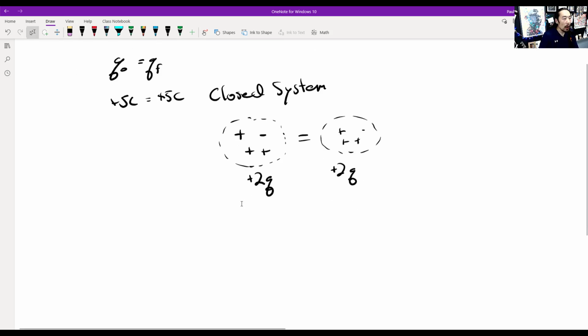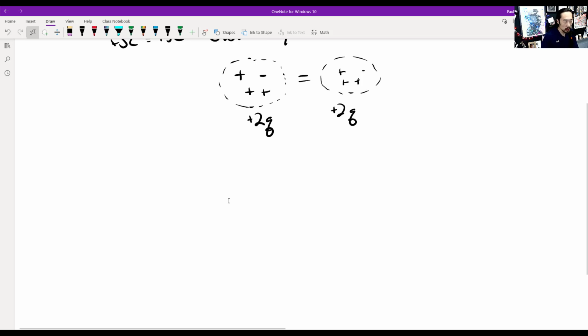Now the other thing is the idea of a closed system versus an open system. An open system just means that the system either gained or lost charge. This doesn't go against the conservation of charge, but it's a little addendum to it. For example, let's say here we have our system, same idea: positive, negative, positive, positive. So here we have a positive 2q. Let's say we removed a negative charge. We shoink it out.